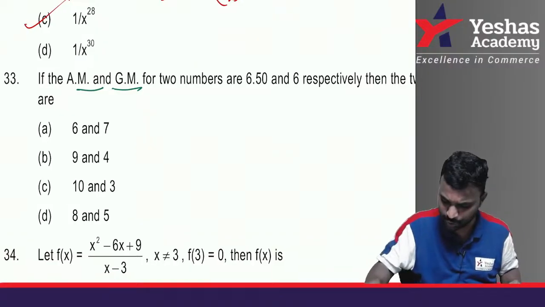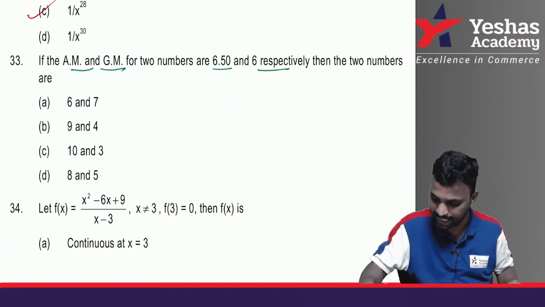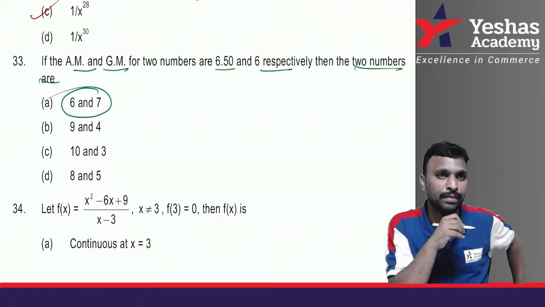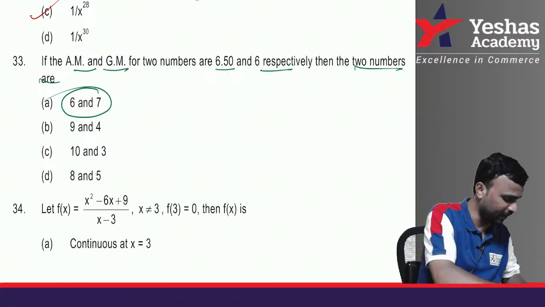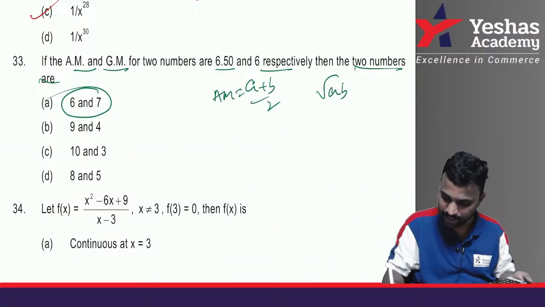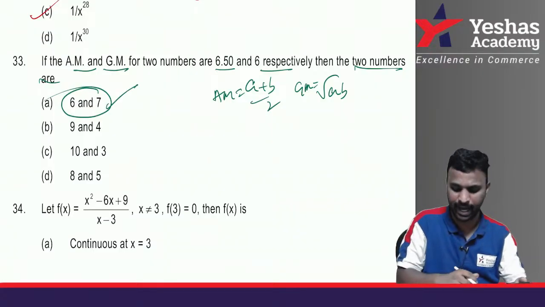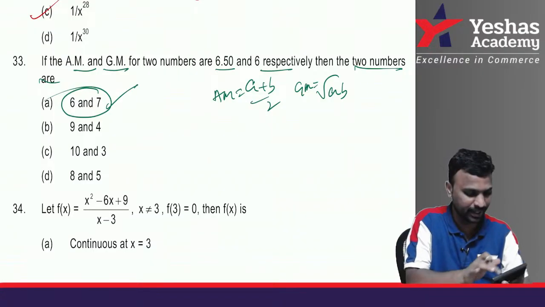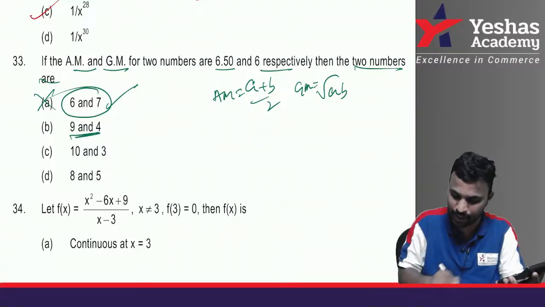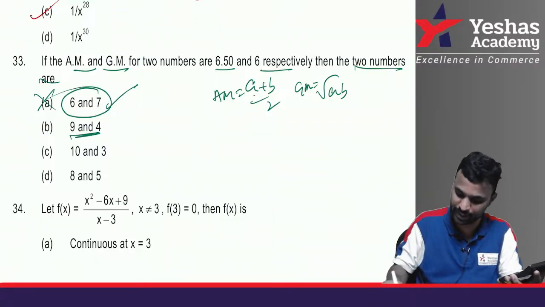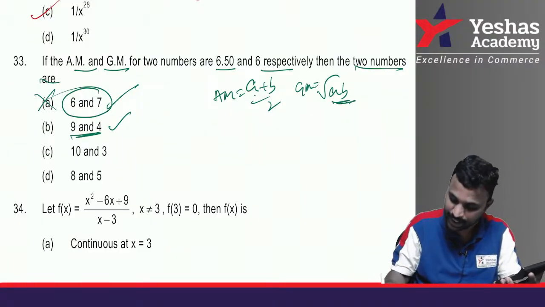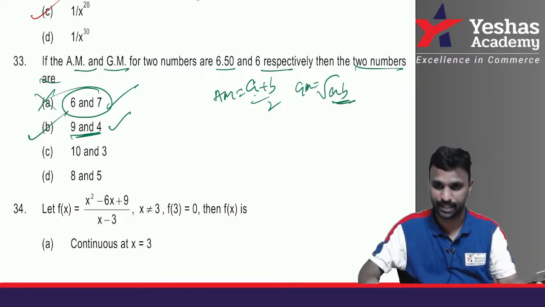If the AM and the GM for two numbers are 6.5 and 6 respectively, then the two numbers are, guys, if I take these two numbers, AM is how much? 6 plus 7 divided by 2, because AM is A plus B by 2 and GM is root AB. Yes or no? This is AM, this is GM. Anyway, AM you get as 6.5 only, but GM, 6 into 7, press equal, press the root, you get 6.48. Option A is not the right answer. Look at option B. 9 plus 4 is 13, 13 by 2 is 6.5, so AM gets satisfied. Look at GM. 9 into 4 is 36, root 36 is 6, so GM also gets satisfied. Therefore, option B is the right answer.